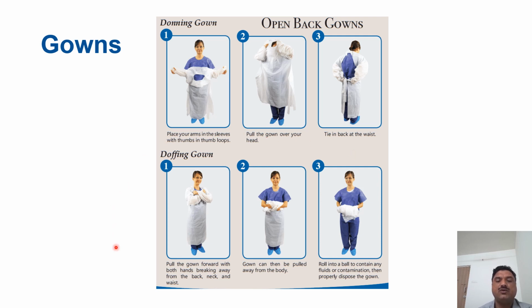While doffing the gown, one must pull the gown forward with both hands, breaking away the gown at the back, neck and waist level. Then the gown should be pulled forward, away from the body, and rolled in a ball-like fashion to contain the fluids or any contamination in it, and then finally it should be disposed of.